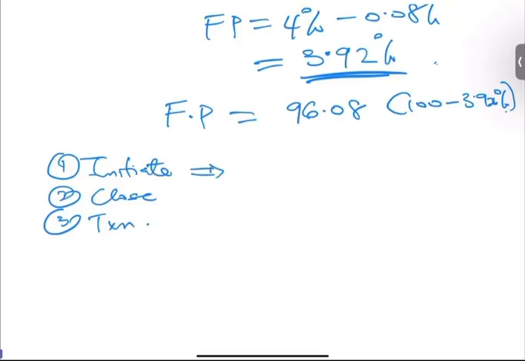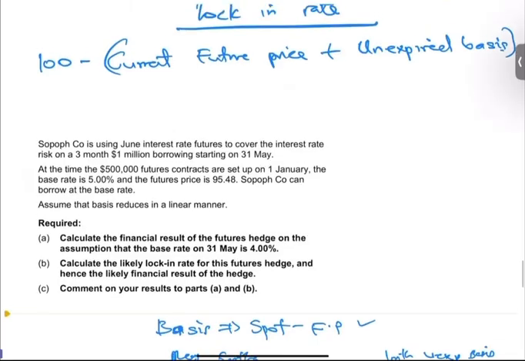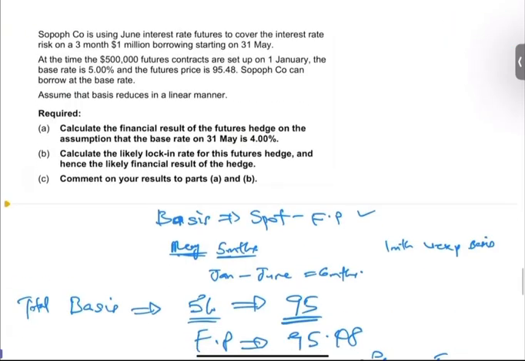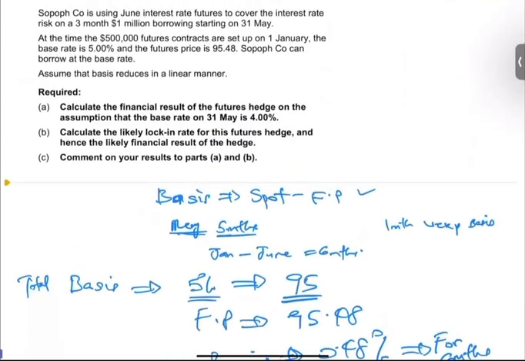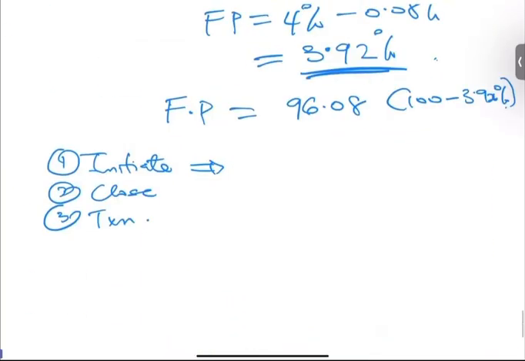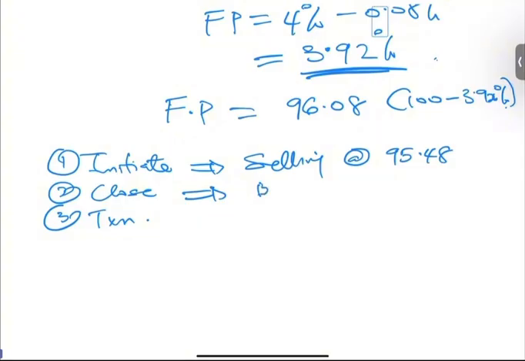So to initiate, what are we going to do? Are we buying futures or selling futures in this scenario? We're selling. Fantastic. At what price? 95.48. Thank you. So we're selling at 95.48. And to close, we will have to buy.